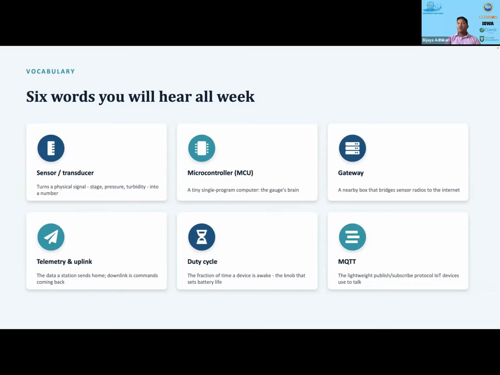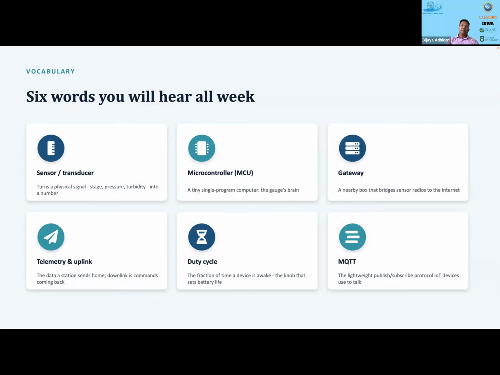A microcomputer, a microcontroller, is a tiny single program computer. It's not even a Raspberry Pi. It's like an FPGA, or a microcontroller, a very, very small single program computer. So it's the gauge's brain. A gateway is a nearby box. You can think of it as a complete computer, but a limited power, complete computer. It talks to nearby sensors and then bridges the sensors to the internet.